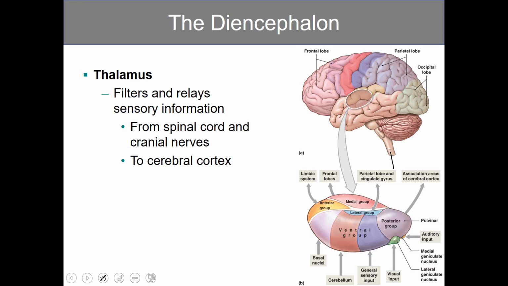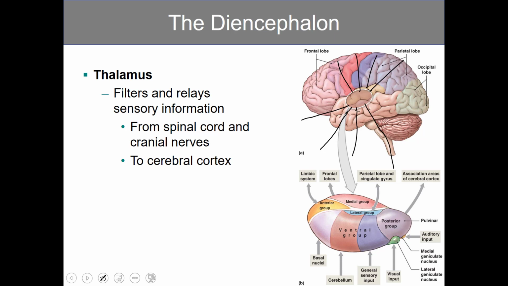So as the sensory information travels in, it all goes through the thalamus, and then it's the role of the thalamus to decide what gets projected onto the cerebral cortex. What that means is that if sensory information is projected onto the sensory cortex, we become conscious of it. We become aware of it consciously. So that is the role of the thalamus.